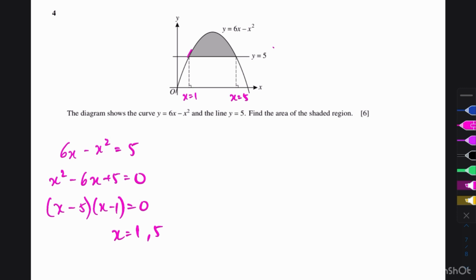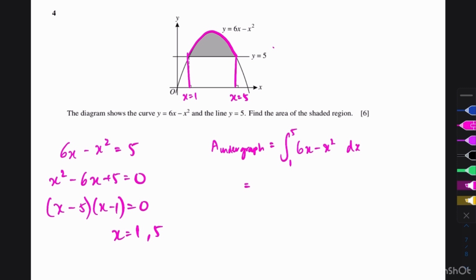Now if we integrate just this graph between these two values, we're going to get this whole area. So what we can do is figure that out, and then we can just subtract the area of the rectangle from it in the end. So let's find the area under the graph for those two values. So A under graph equals the integral of 6x minus x squared dx, and we're doing it from 1 to 5.